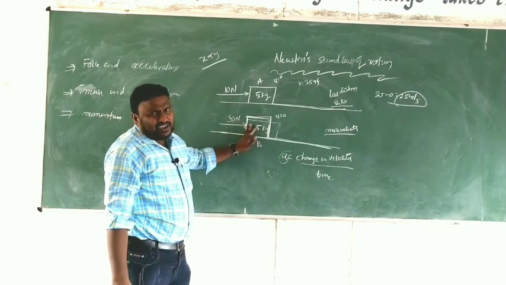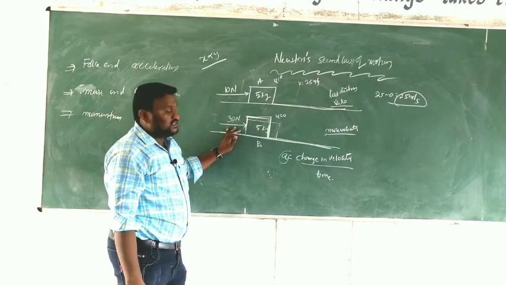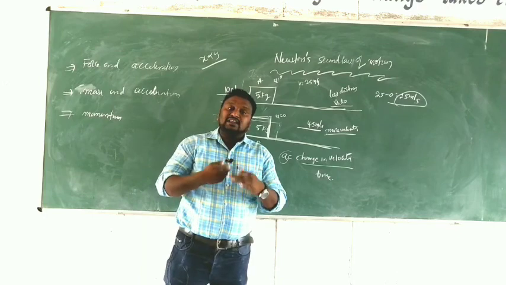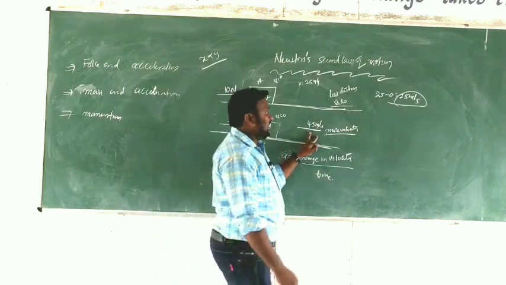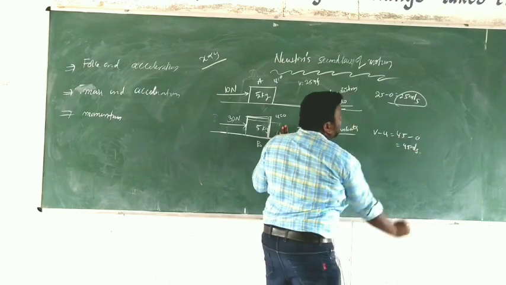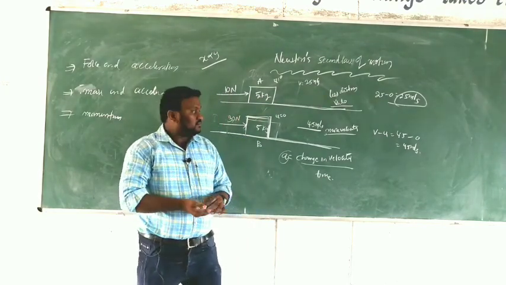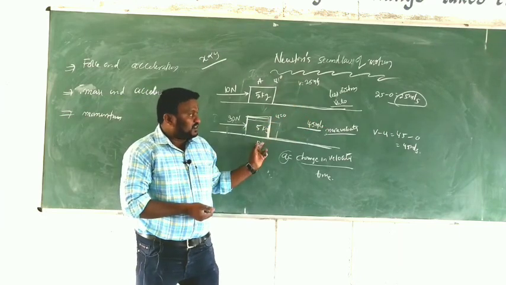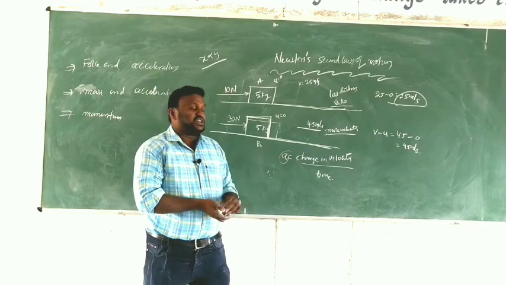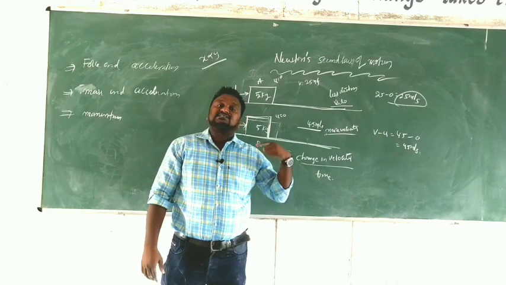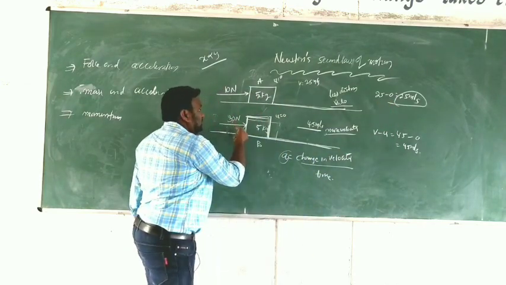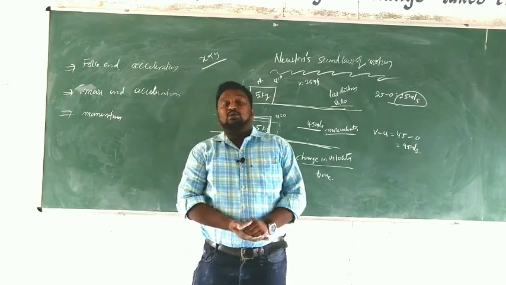Now for the second time, the block is also initially at rest. After that we apply a force of 30 newtons, so it will have a velocity of 45 meter per second. Due to the applied force, the body gains velocity. Change in velocity is v minus u; here v is 45 and u is 0, so we get 45 meter per second. The change in velocity is more for the second body. Acceleration is directly proportional to the change in velocity. When change in velocity is more, acceleration is also more. In the second case, the change in velocity is more compared to the previous one, so the second body will have more acceleration.